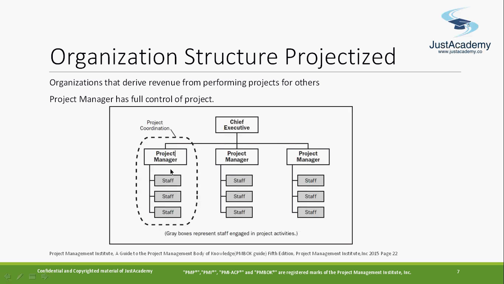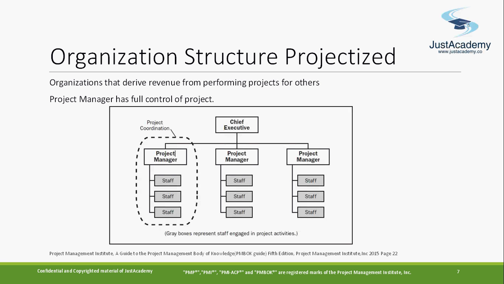So in the projectized organization, the project manager is the boss in that particular project. He has full control on the project. Whatever team will be working under him will report to this project manager. The project manager will be reporting to somebody else, but all the team members working under him will report to the project manager. They will not be reporting to any other manager.